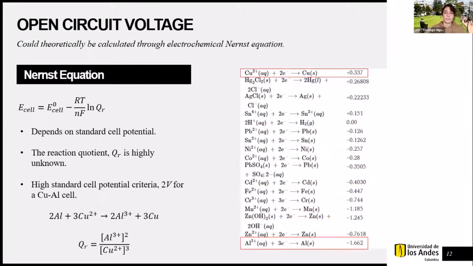So why does the open circuit voltage occur? Well, we can explain this by the Nernst equation, with which we could theoretically calculate the potential difference between the cathode and anode. However, there are highly unknown conditions in our setup, mainly the reaction quotient, which depends on the concentrations of ions in the soil. Therefore, we will simply use the standard cell potential to guide us in the selection of materials to build the PMFC. In this case, copper and aluminum.